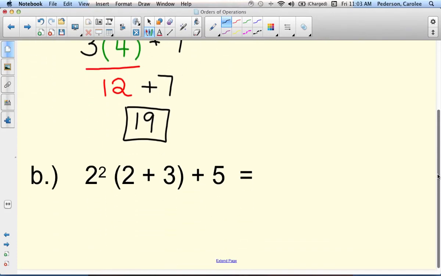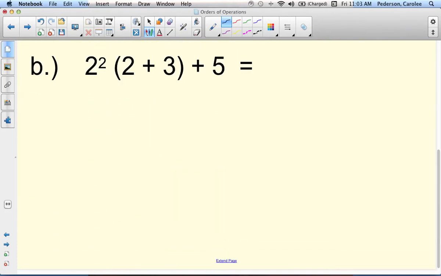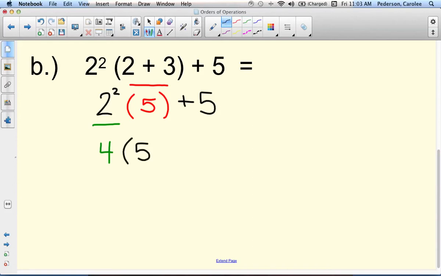The next expression has a parentheses. So we take care of the parentheses first. 2 plus 3 is 5. Then we bring everything else down. Now we'll take care of our exponents. In this case, we have a 2 squared. 2 times 2 is 4. Then bring everything else down. The times 5 and the plus 5.